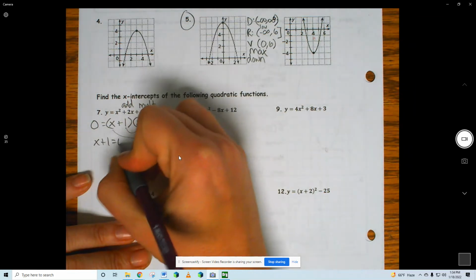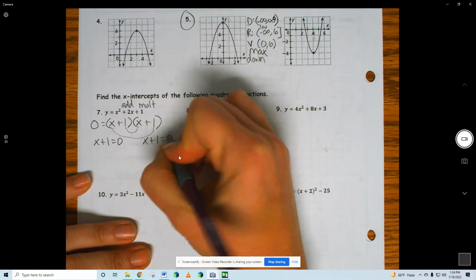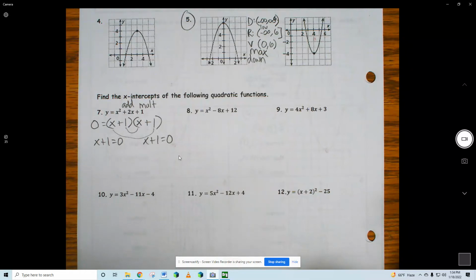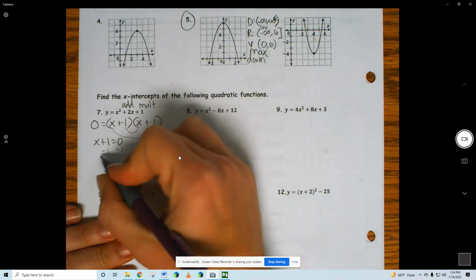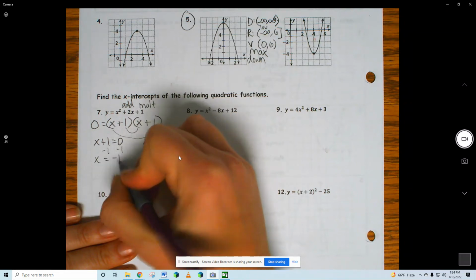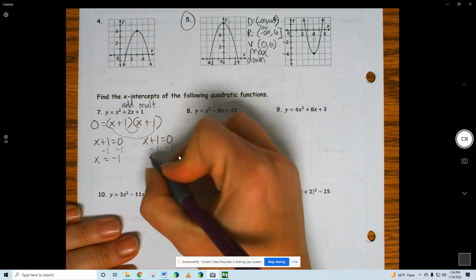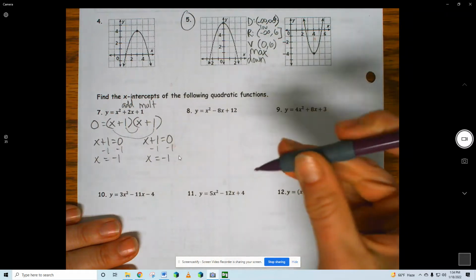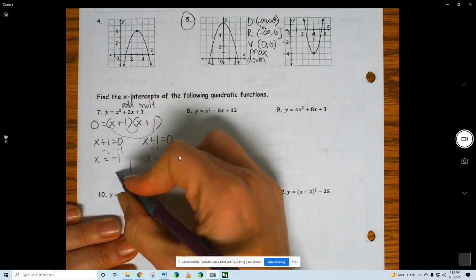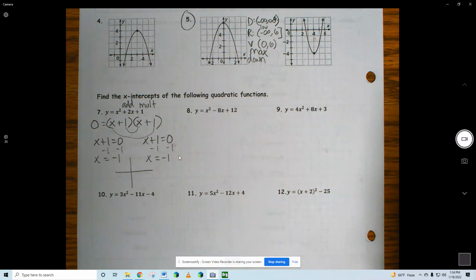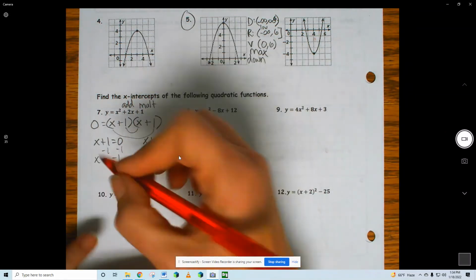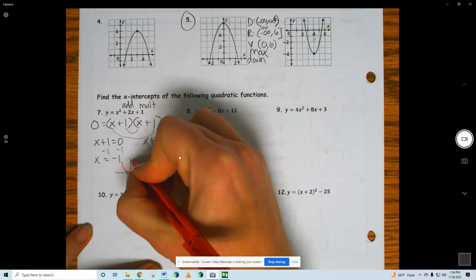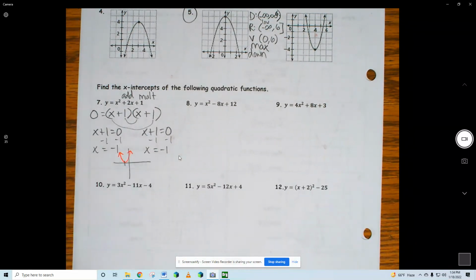X plus 1 equals 0. You solve for x. Just subtract 1. Solve for x. Turns out they're at the same spot. Let me show you what this would look like. My x-intercept would be at -1. Like that, if I had to graph it. I don't have to graph it. If I did.